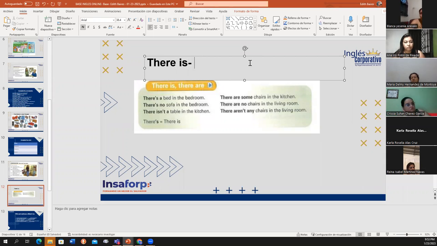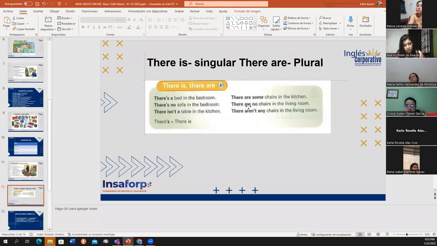Okay, there is singular, and there are plural. Okay. That is to explain cuando hay algo, right? Hay algo. In this case, if we're going to talk about furniture, si vamos a hablar de los muebles, vamos a decir si hay uno, dos, tres. Okay. In positive, it will be there is, okay?